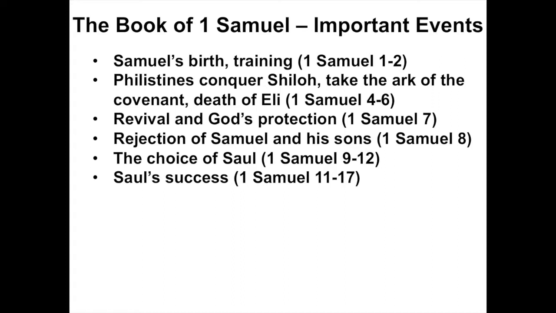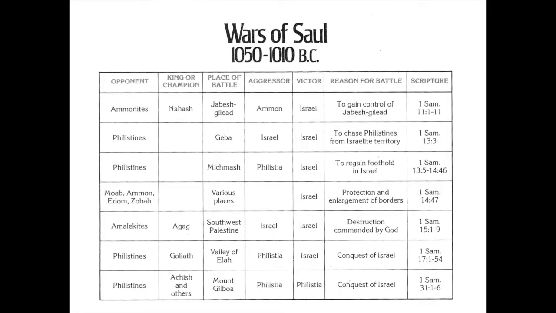Let's first of all talk about the successes of King Saul. When you think about it, for the most part, Saul was a very successful general, a very successful leader of Israel. Now, his own relationship with God wasn't right, but on many levels, he had a very successful military career. Let me show you this chart on this next thing. You see here that Saul fought many different battles against the Ammonites, the Philistines multiple times, against Moab, Ammon, Edom, and Zobah, and then the Amalekites again, and then twice again against the Philistines. And most of these battles he won, all except for the last one.